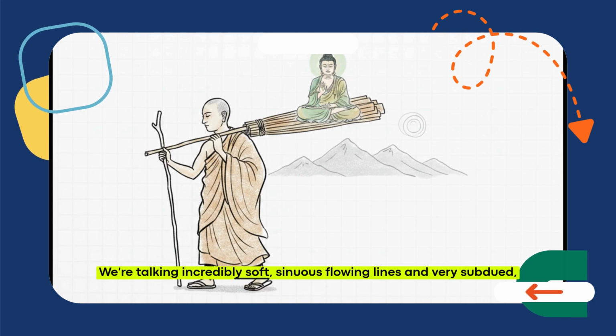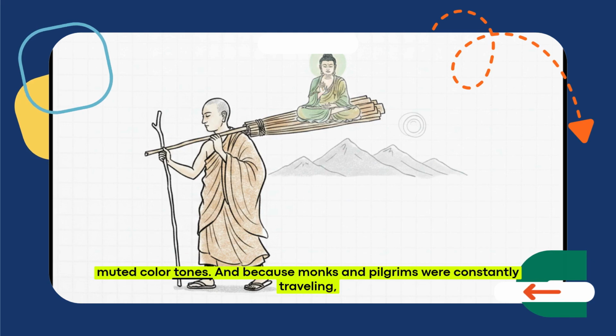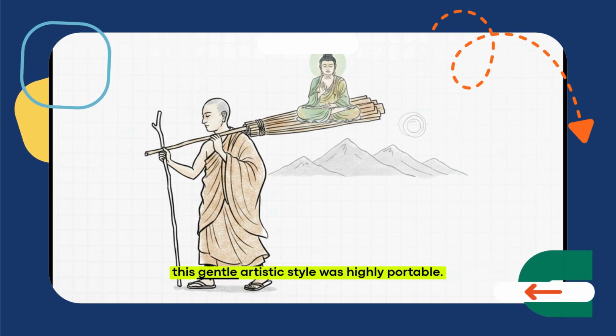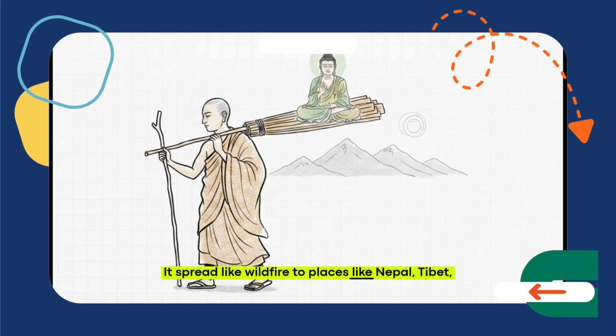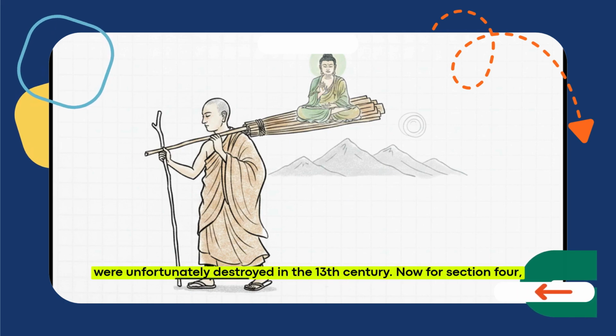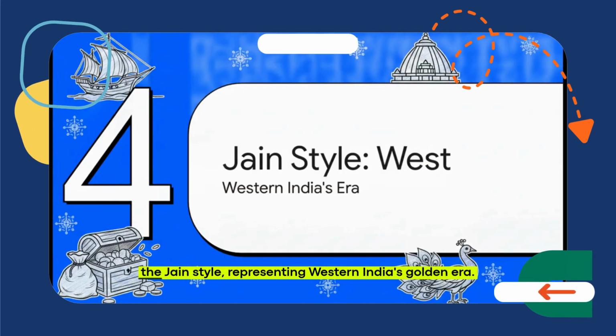We're talking incredibly soft, sinuous flowing lines and very subdued, muted color tones. And because monks and pilgrims were constantly traveling, this gentle artistic style was highly portable. It spread like wildfire to places like Nepal, Tibet, and Sri Lanka before those monasteries were unfortunately destroyed in the 13th century. Now for Section 4, the Jain style, representing Western India's golden era.